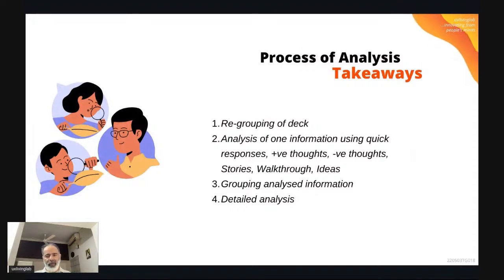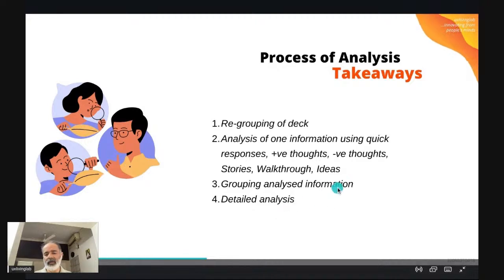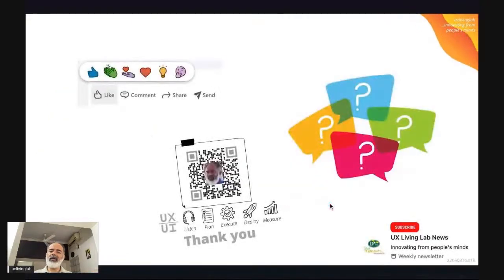So that is all for today. Then what are the takeaways? The takeaways are regrouping of the deck we discussed. The deck we already have should be regrouped according to our requirement of analysis or the design of the analysis. Then analysis of one piece of information using quick responses, positive thoughts, negative thoughts, stories, walkthroughs, and ideas. One piece of information gets analyzed. Then grouping of analyzed information, then detailed analysis. These are the takeaways.